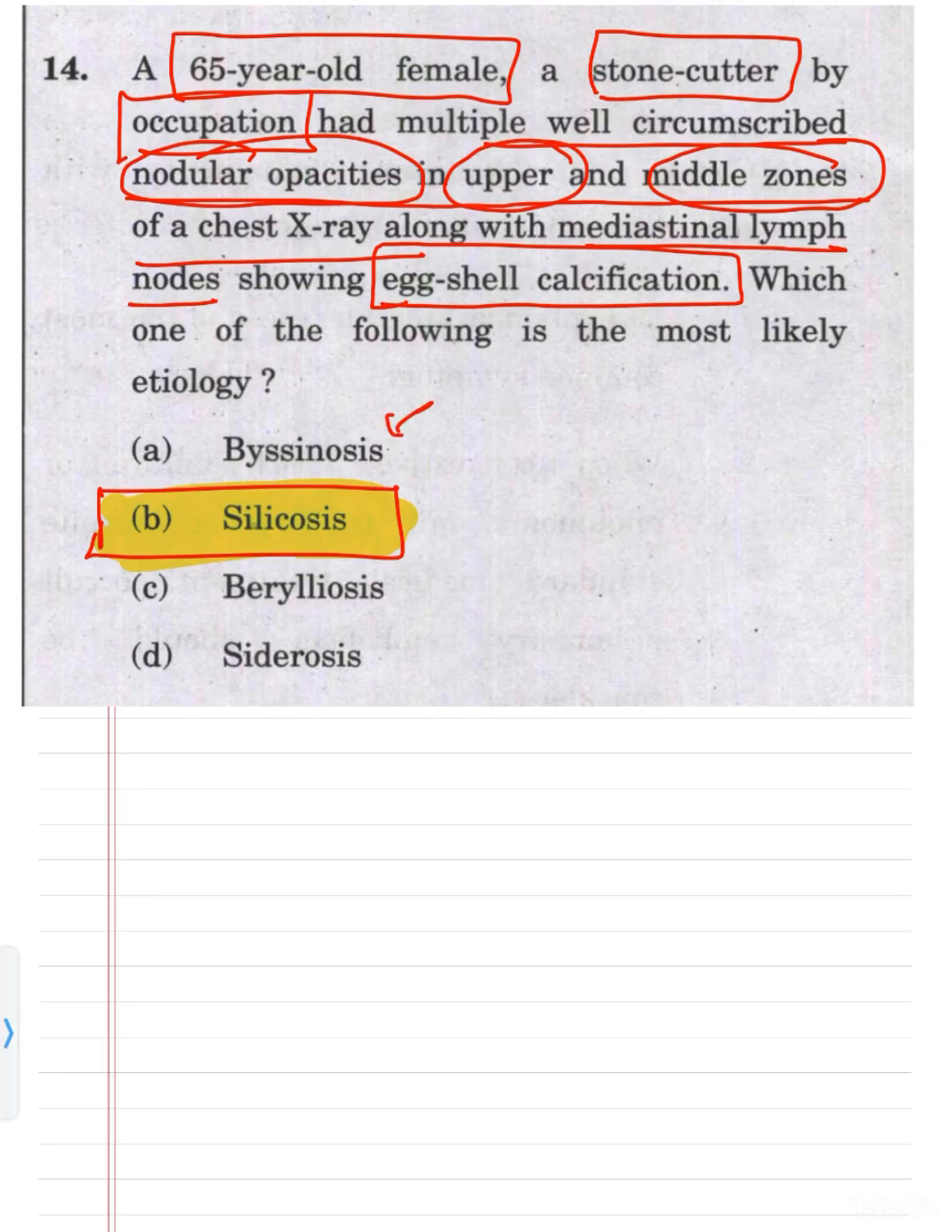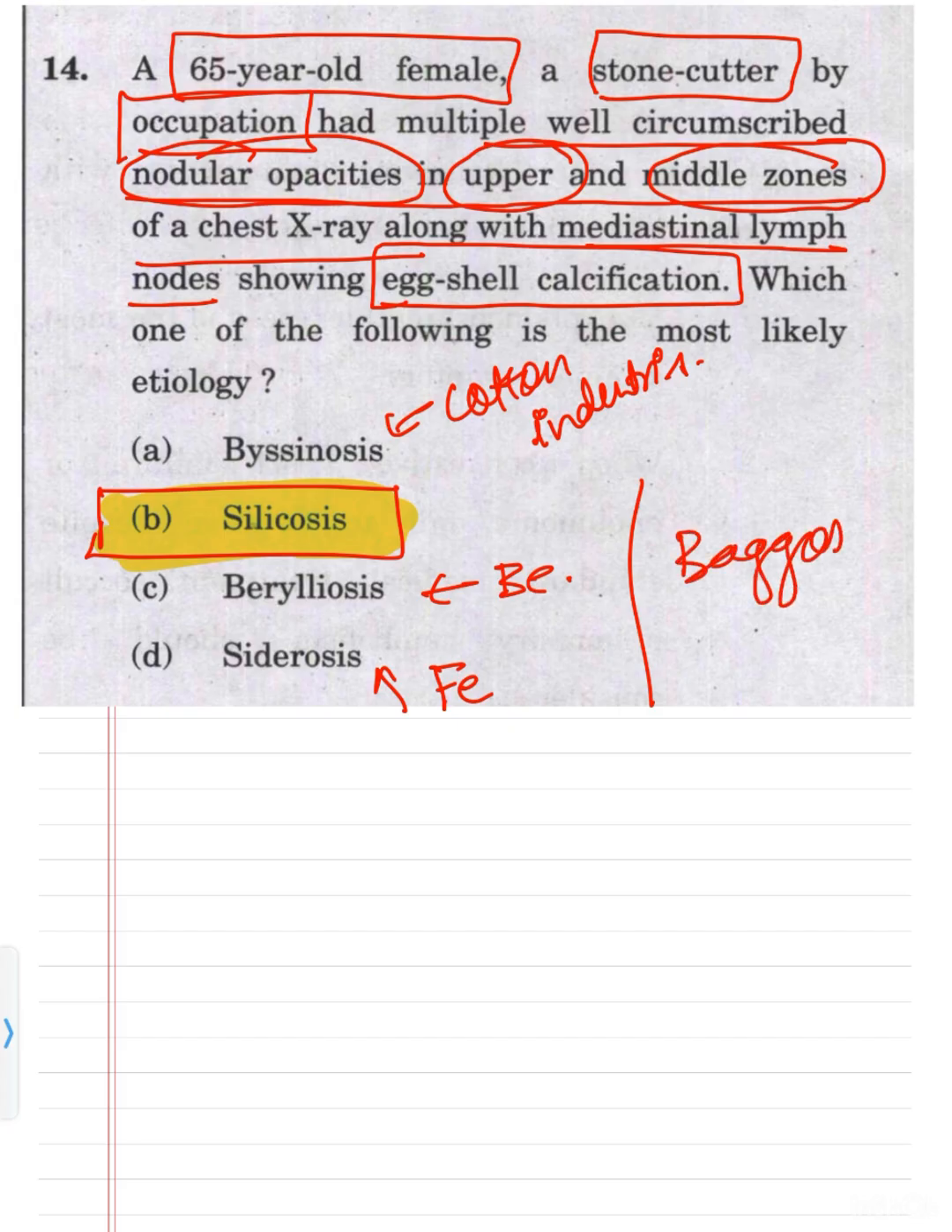Silicosis. Byssinosis is seen in the cotton industry. Berylliosis is because of beryllium, siderosis because of iron. Again there will be bagasosis. Bagasosis is because of sugarcane, in the sugarcane industry when she was working. So this is about silicosis.